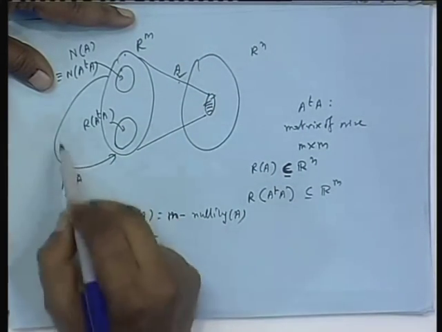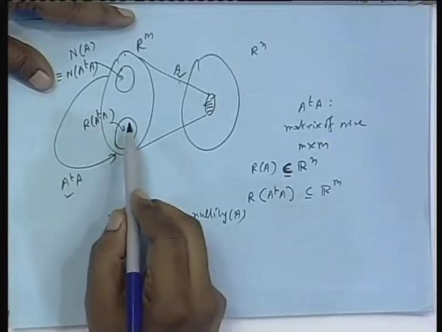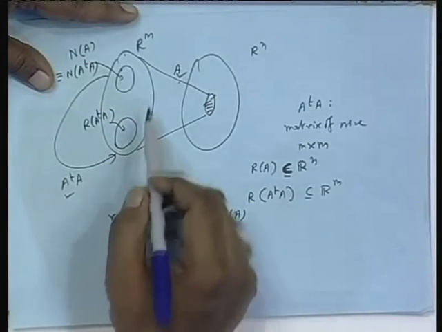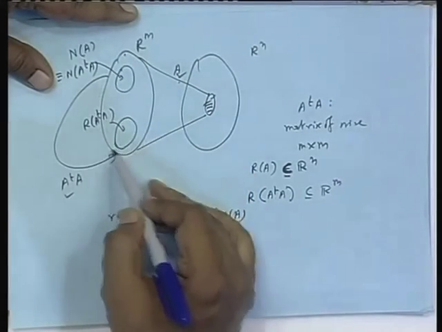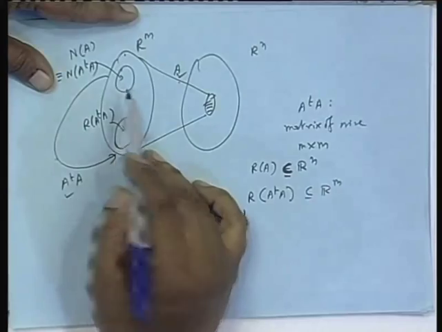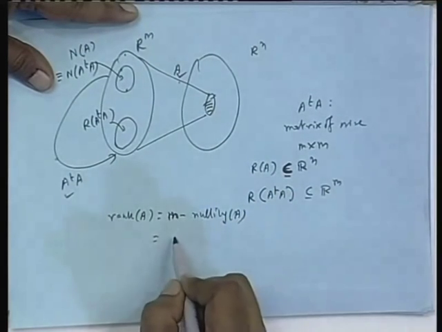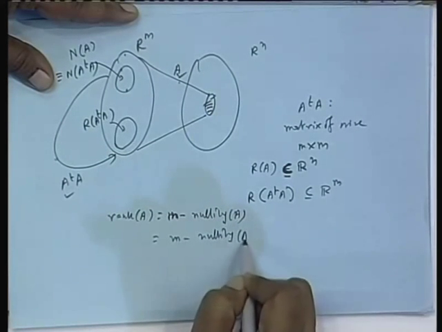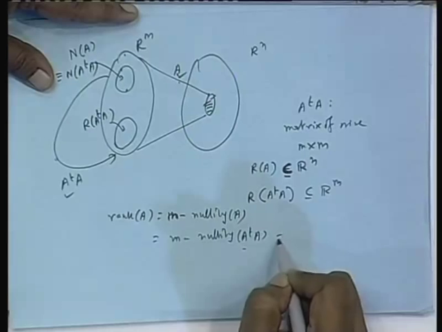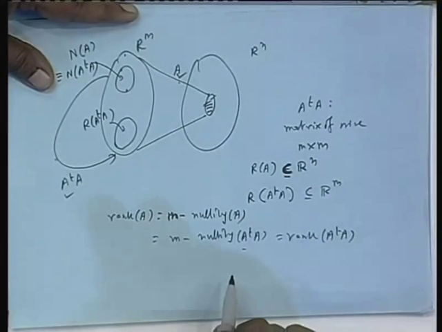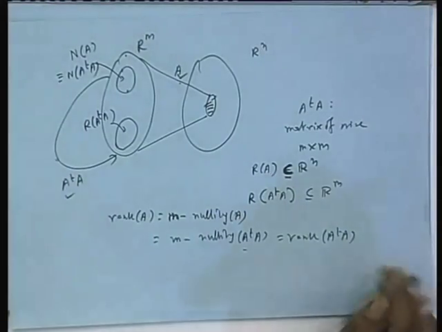And what is rank of A transpose A? That is the dimension of the space, which is equal to, again, the dimension of the original space, that is the same as m, minus nullity of this, and nullity of this is the same as nullity of A. That means m minus nullity of A transpose A is the rank of A transpose A. That means A and A transpose A have the same rank.